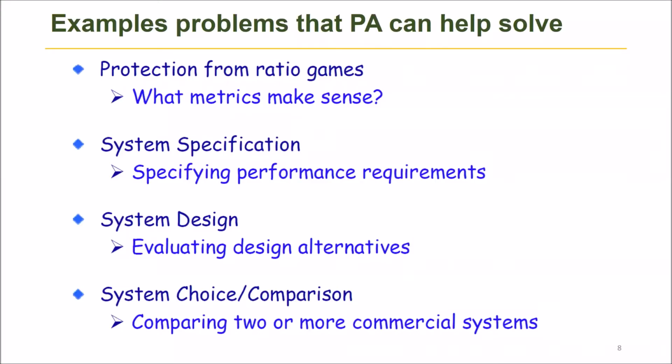Other than that mentioned use cases of performance analysis, we can use it for finding metrics that make sense. For example, most of the time we are facing ratio games in data analysis. It can also be used to find the performance requirements of a system, and it's pretty important for many applications. Eventually, we can use performance analysis to compare two or more systems. For example, when we want to select a better system, we have to do a performance analysis.